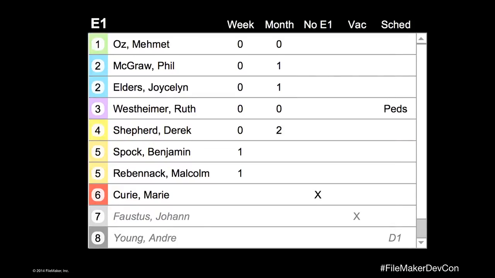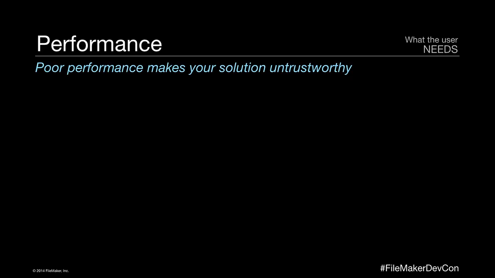You can see that I've added a translucent circle to improve the contrast between the number and the patch of color. This is a great example of how constraints actually can improve a design by making you look at it differently. Performance. Poor performance makes your system untrustworthy.